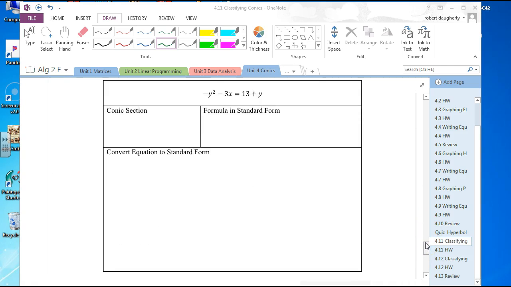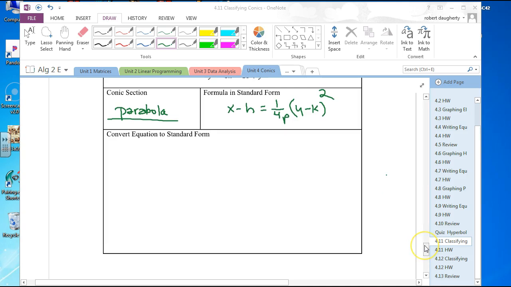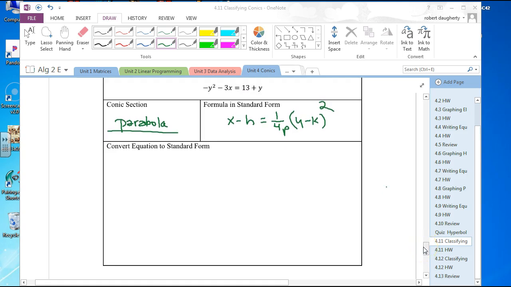What is this one? It's a parabola because there's only one thing squared. Let's keep going. So what's the form of this one? What form of the parabola? Yeah, that's it. So I need to complete the square in what variable? Y, because y has the squared term.